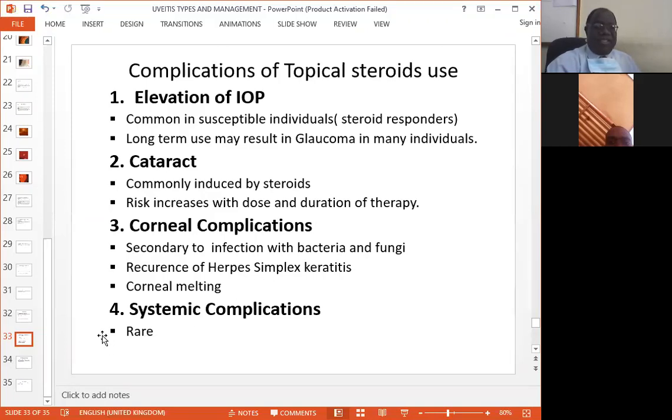Systemic complications are usually rare, because these are topical steroids you are taking. So systemic complications are rare. But if you are going to take steroids orally, yes, there will be systemic complications. So for eye drops, systemic is rare.